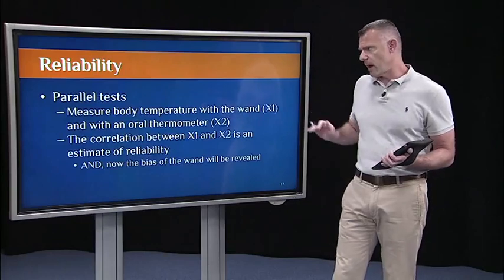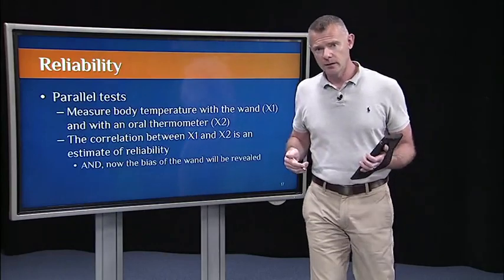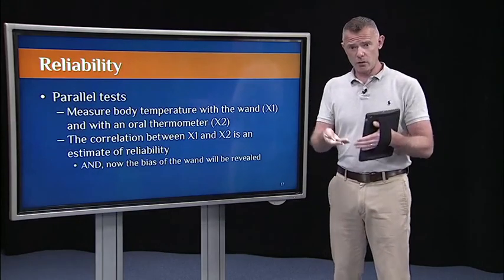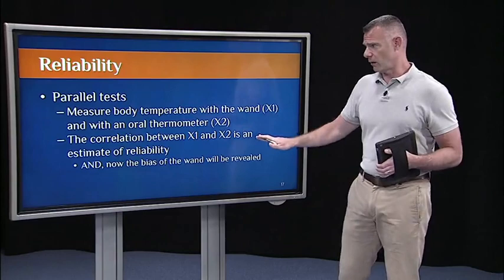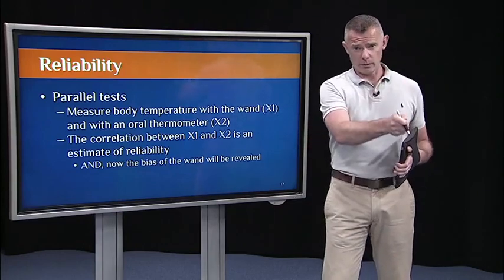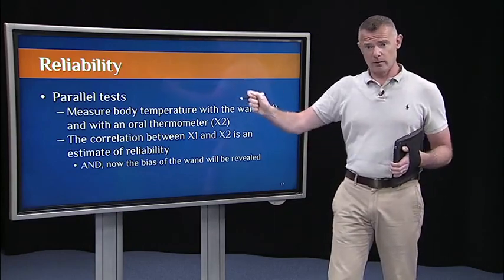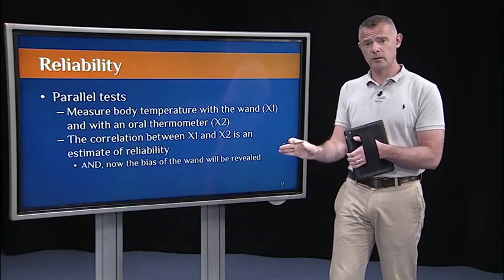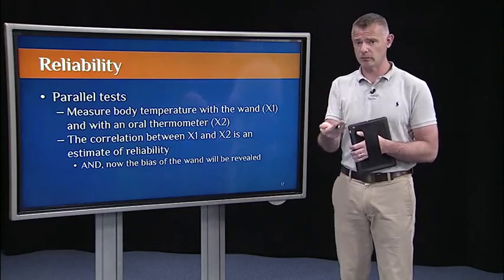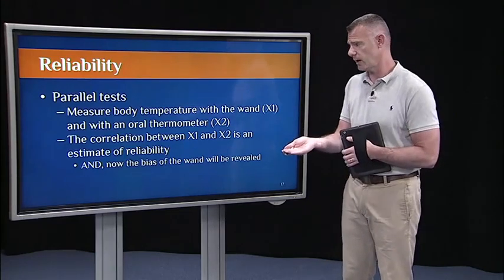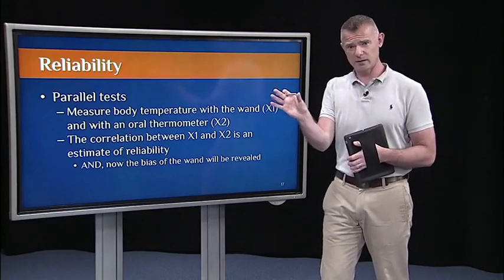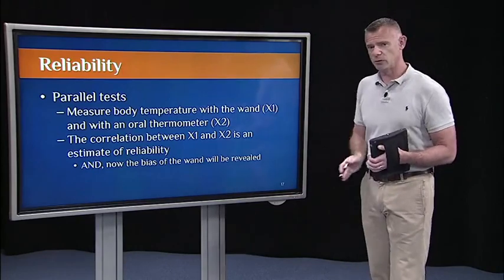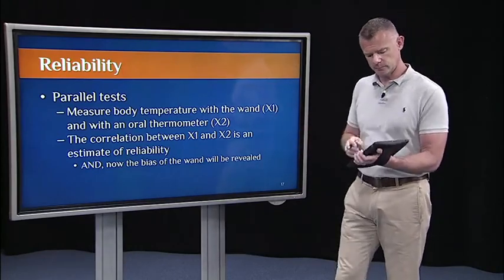So another method is the parallel test method. This is, let's take two different instruments and see how those are correlated. The idea of parallel tests is like doing the oral thermometer and the infrared thermometer, seeing how they're correlated, but also comparing their distributions. So this would give us a reliability estimate. Again, the correlation would be the reliability estimate, but comparing the means and the histograms would also reveal a systematic bias. So that's the difference between the test-retest and the parallel tests.